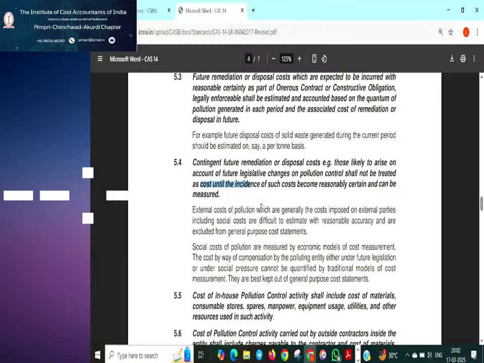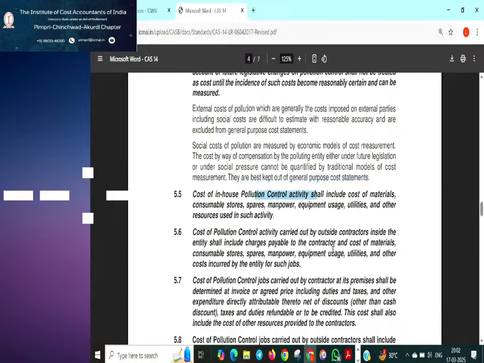External cost of pollution, which are generally the cost imposed on external parties, including social cost, are difficult to estimate with reasonable accuracy. At the same time, social cost of pollution are measured by economic models of cost measurement. The cost by way of compensation by the polluting entity, either under future legislation or under social pressure, cannot be quantified by the traditional models of cost measurement. So they are best kept out of general purpose cost statements. So usually a separate disclosure will be made for these things.